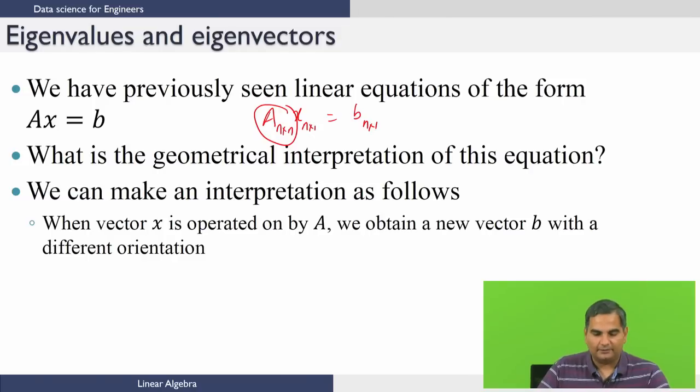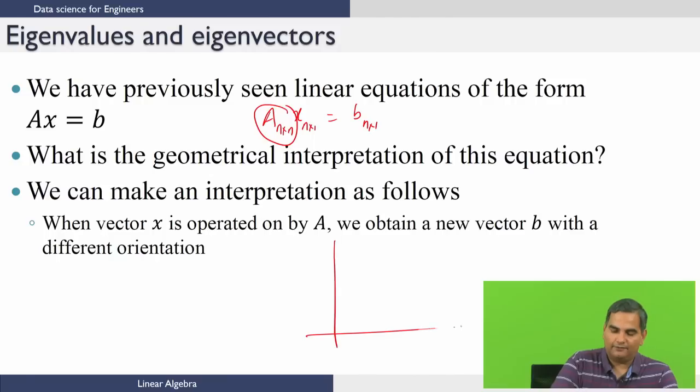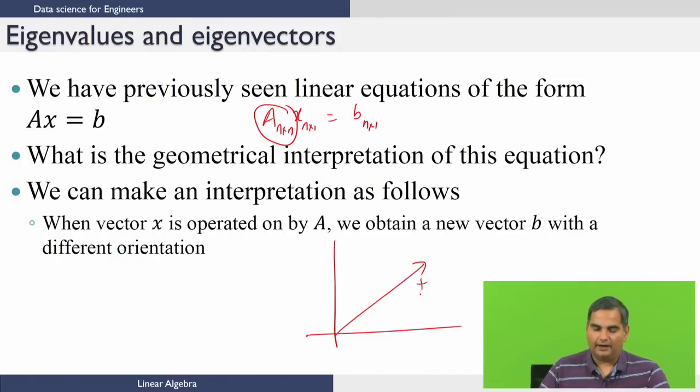There is also another interpretation you can give for this, which is the following. Supposing I have a vector x, something like this, and I operate A on this. By operating, I mean we define an operation as pre-multiplying this vector by A. So, let us say I operate A on this vector, which is Ax, then I notice from this equation I get b, which is some other new direction.